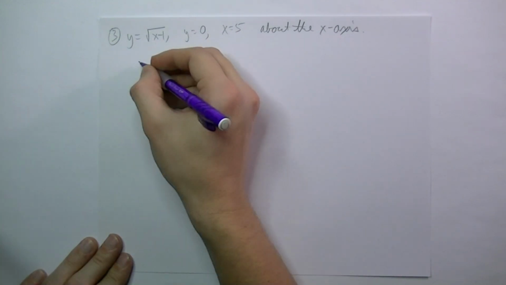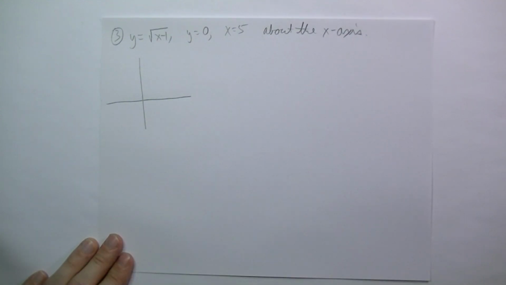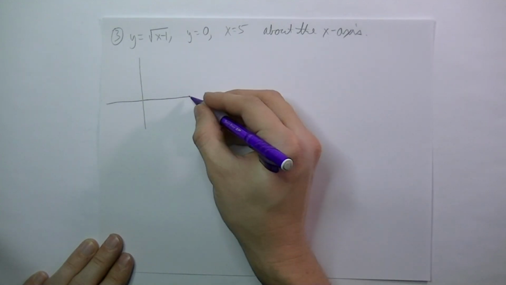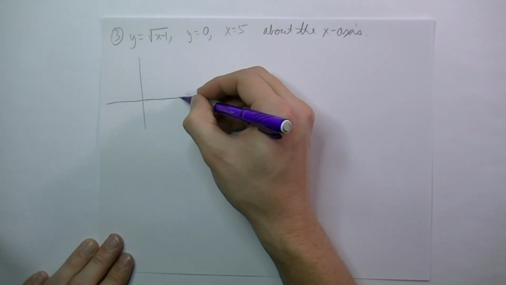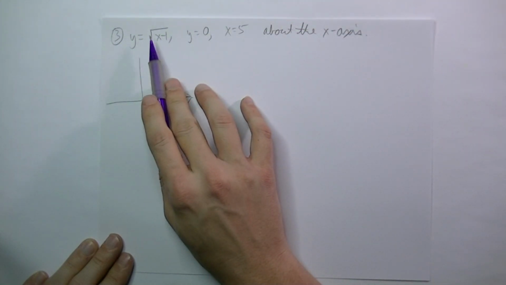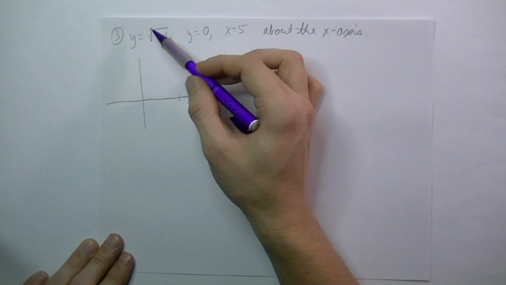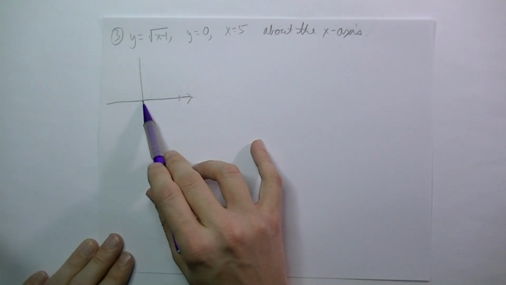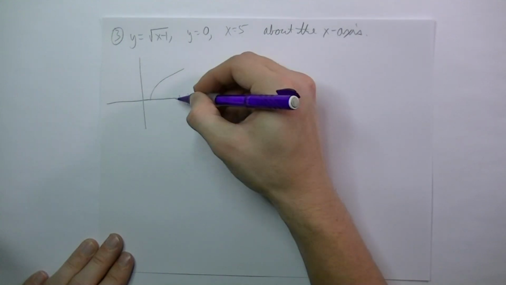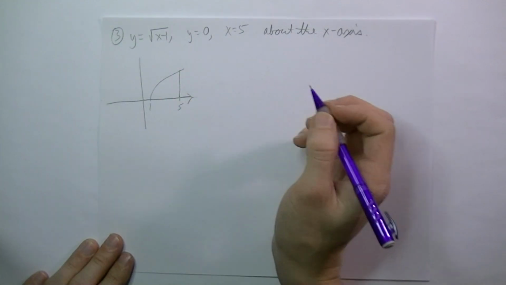Okay, so I'm going to start with a graph. Okay, and y equals 0 is the x-axis, and x equals 5 is out here somewhere. Okay, now y equals the square root of x minus 1, well, that's going to be a sideways parabola, and the minus 1 means I have a horizontal shift in the positive direction. So I've got this parabola, crosses here at 5 somewhere. This is 1, this is 5.